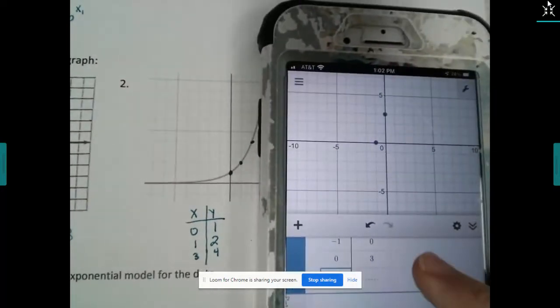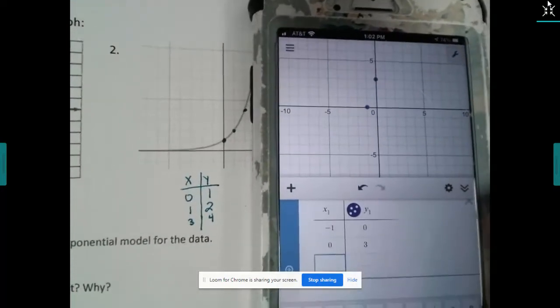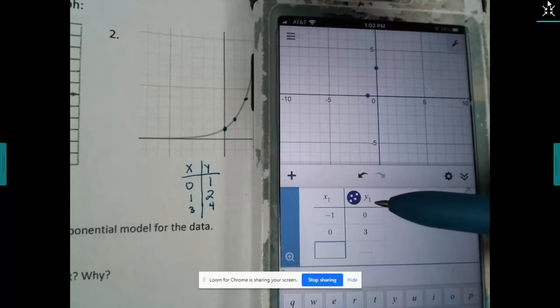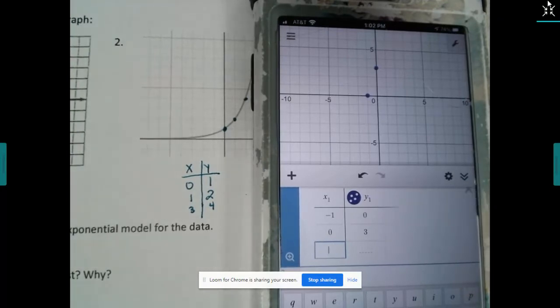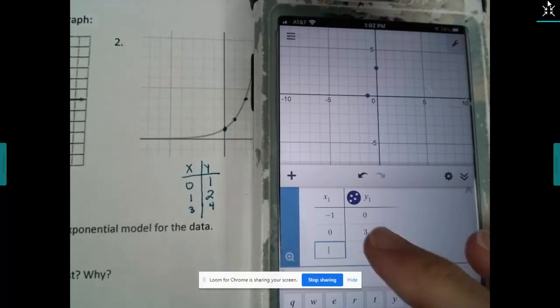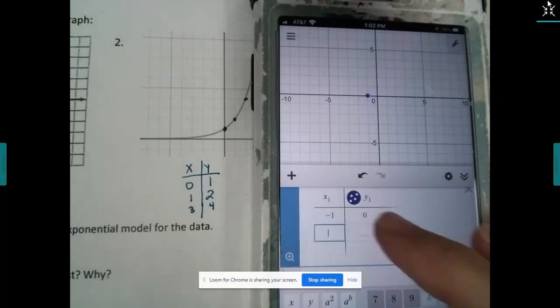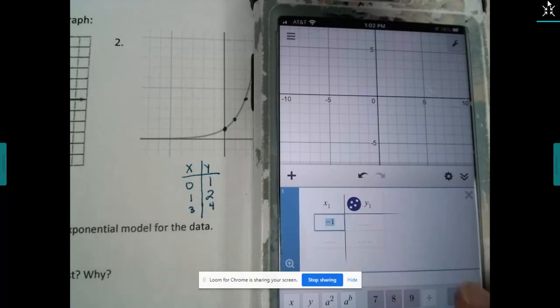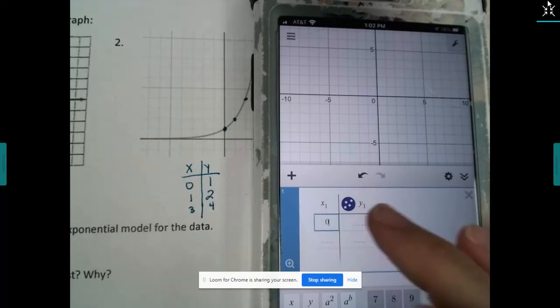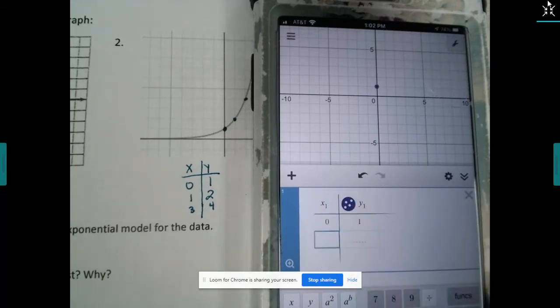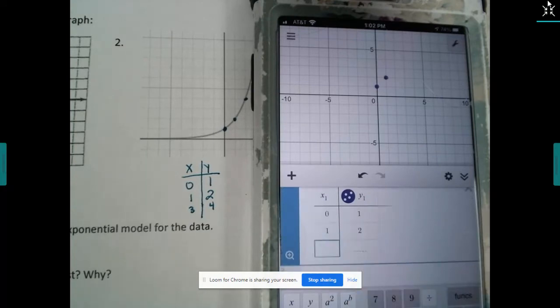So instead of entering in a new table, because again, you want to keep this as y1 and x1, I would just say always edit this table. And then you don't have to worry about if it says y1 or x1. It always will, because you're not going to change it. So in this one, we got 0, 1. We have 1, 2. And we have 3, 4.